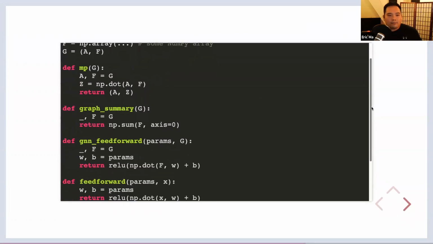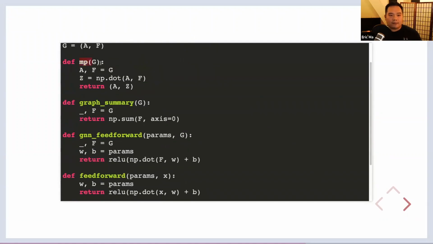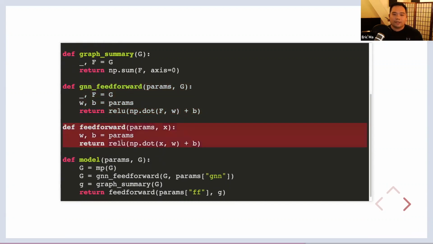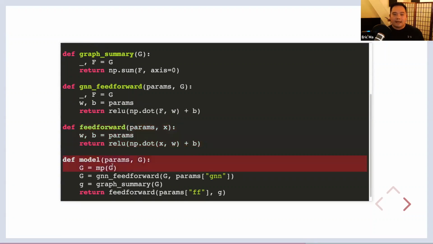So the code basically looks something like that. You can define a message passing operation that accepts graph data. You can define a graph summary operation that returns that particular thing over there. You can do a graph neural net feed forward operation as well, purely in NumPy code. You can define a feed forward operation like that. And if you define a Python model, the code that you might write actually looks something like that.